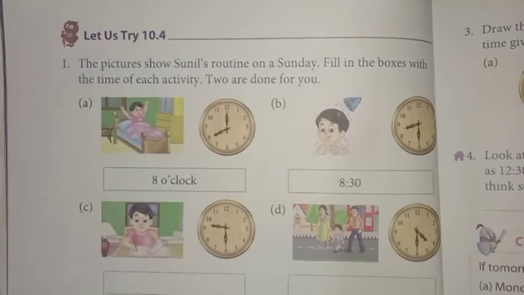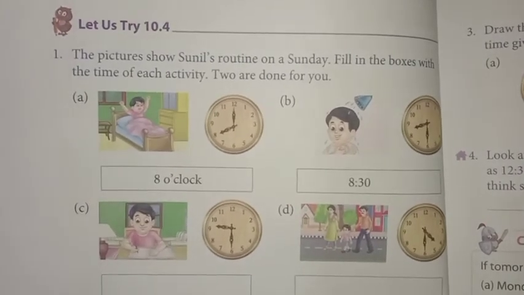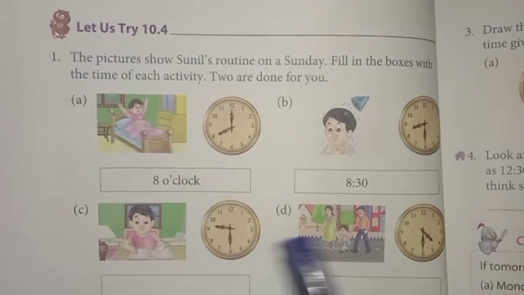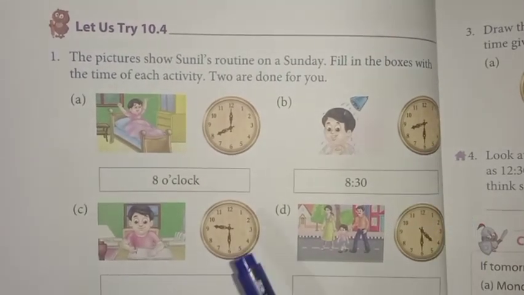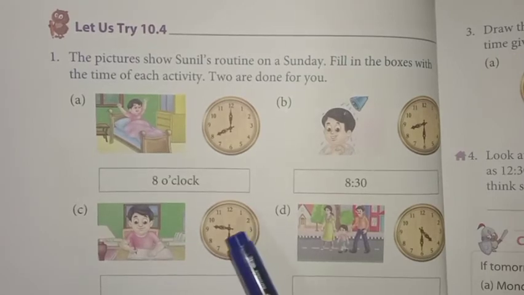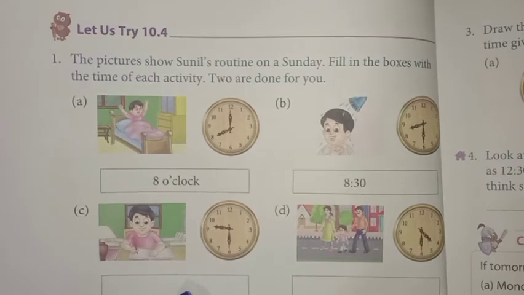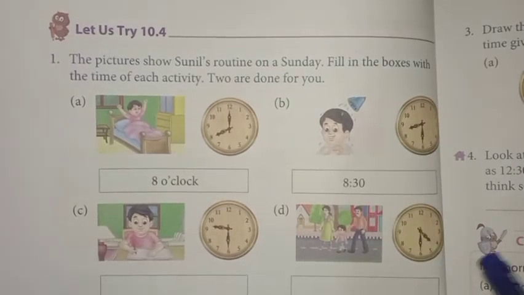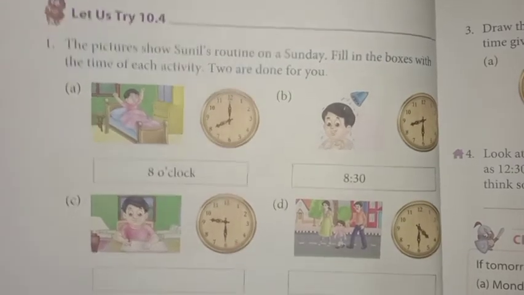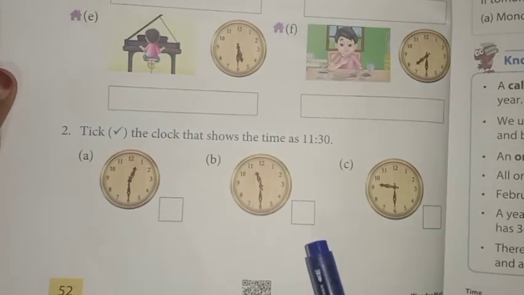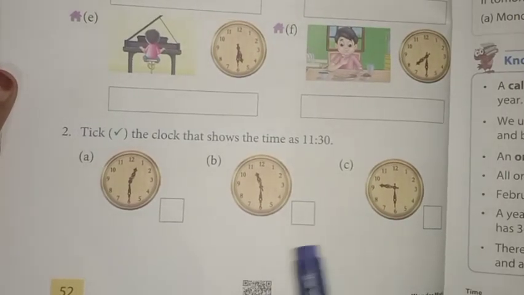Next we can do the textbook activity. The picture shows Sunil's routine on a Sunday. Fill in the boxes with the time of each activity. That is 8 o'clock. Here 8:30. Here you find the minute hand is at 6 and the hour hand is at 10, and I write the time here. Okay. In this way you find all the times. Next, tick the clock that shows the time 11:30. So in these clocks, which one is 11:30?